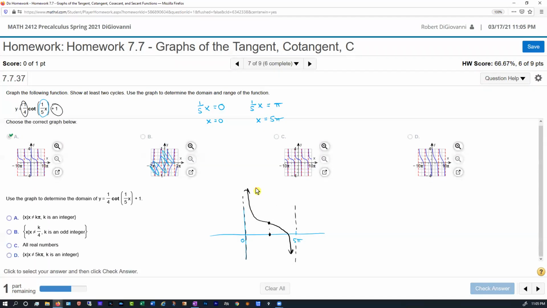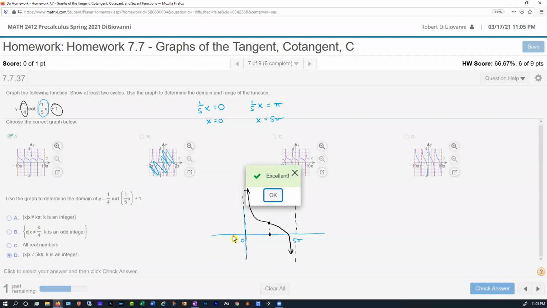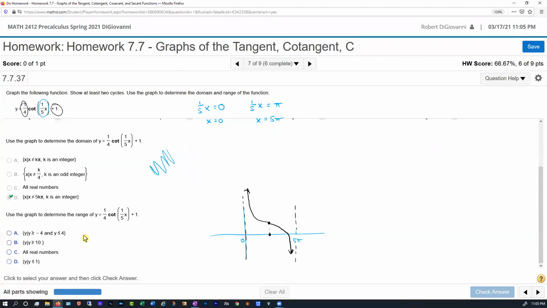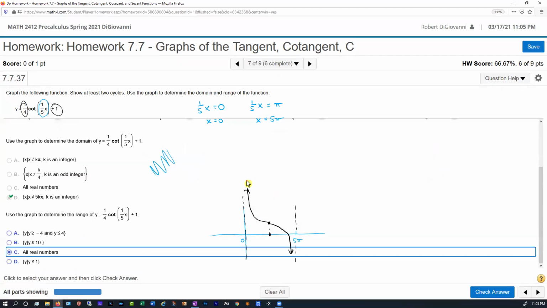All right. So look at where we have problems: at 0, 5 pi, next one would be 10 pi. So these are all multiples of 5 pi, which is this last option. And the range should be everything because it's a cotangent function. Every y value is achieved.